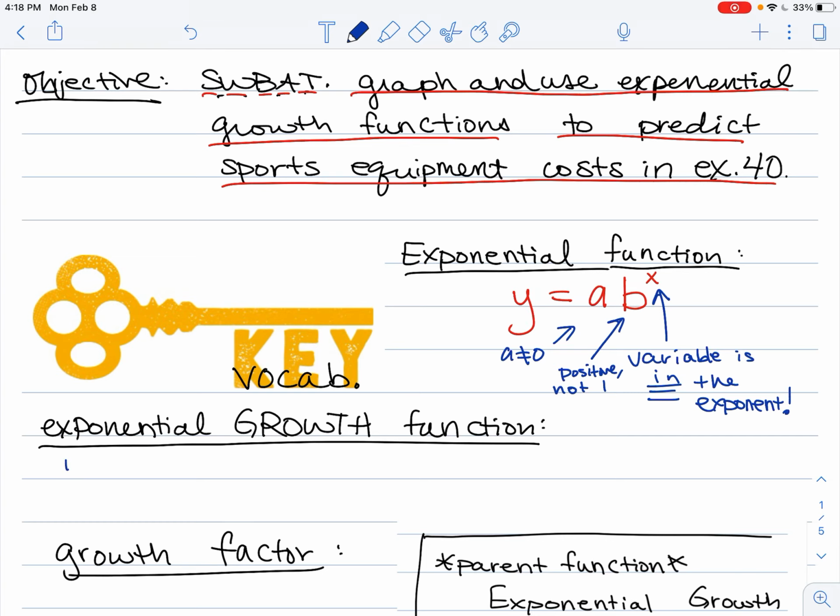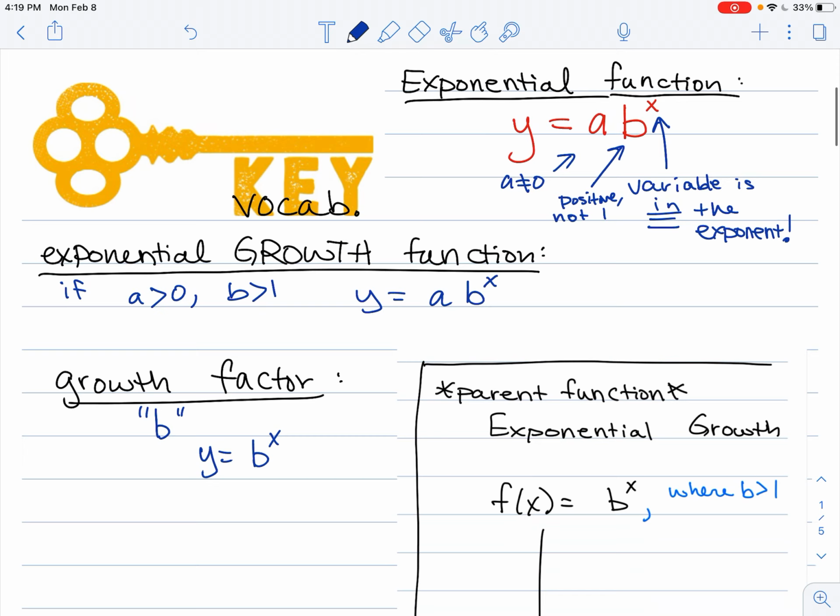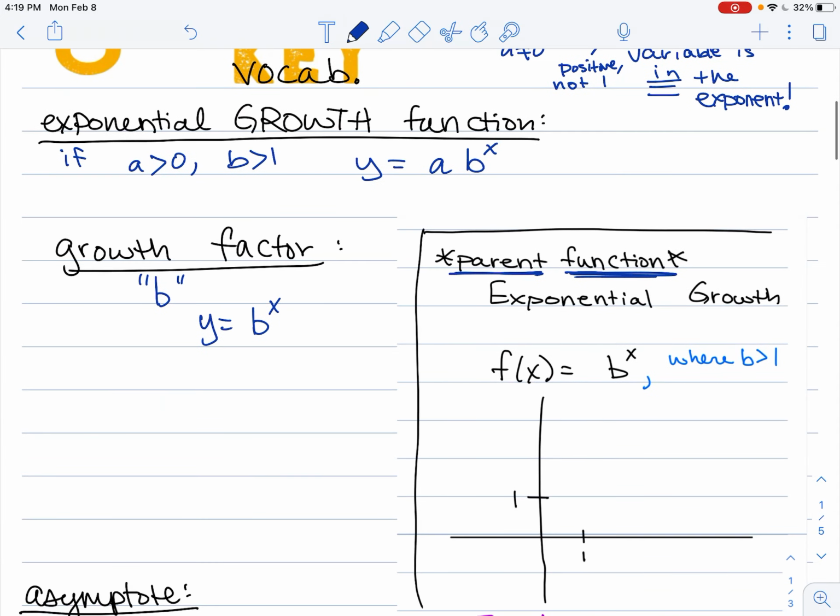If a is greater than 0 and b is greater than 1, then the function y equals a times b to the x is an exponential growth function. b is called the growth factor. The simplest type of exponential growth function is of the form y equals b to the x. That's the parent function, just like last chapter: the simplest version of that type of function that everything else is compared to.